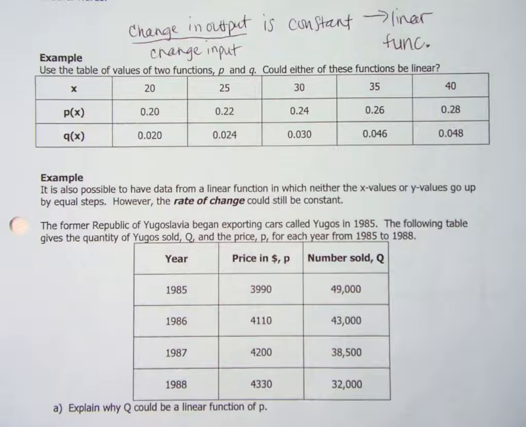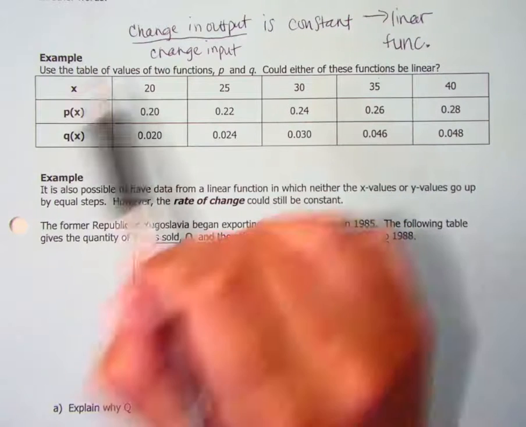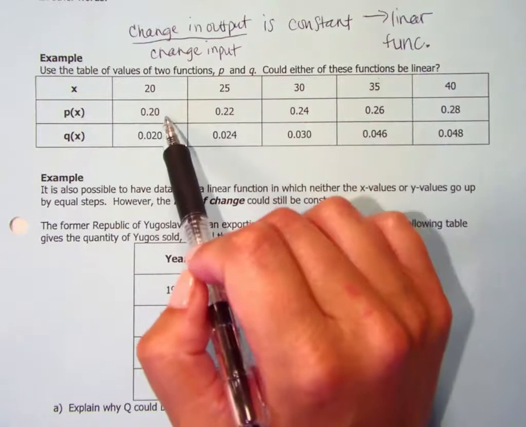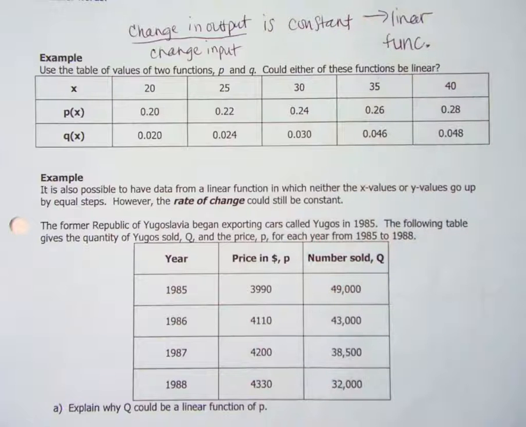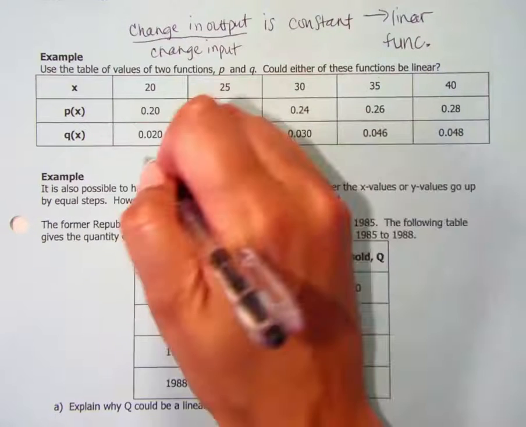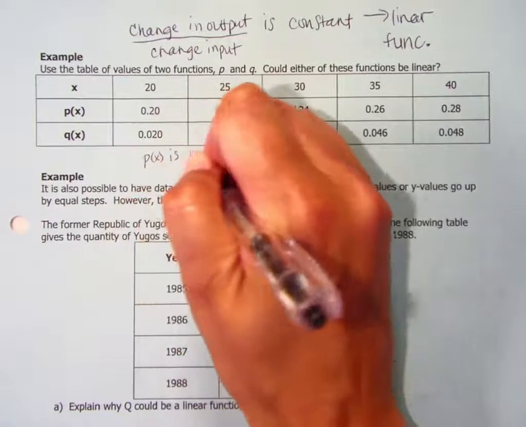That's important. Look at your output values. Are these increasing by the same amount? Yes or no? Yes, okay? So because input is changing by the same amount and output is changing by the same amount, we can say P of X is linear.